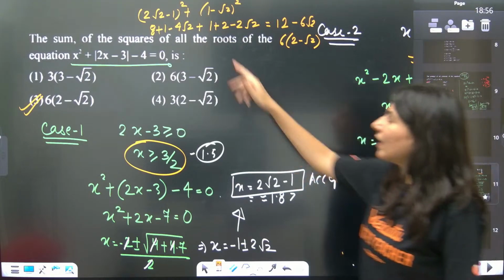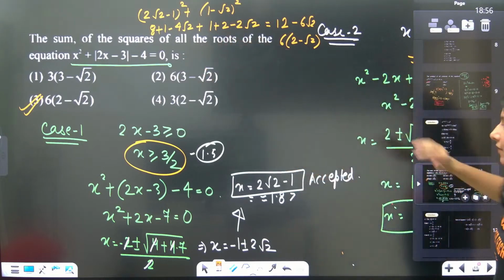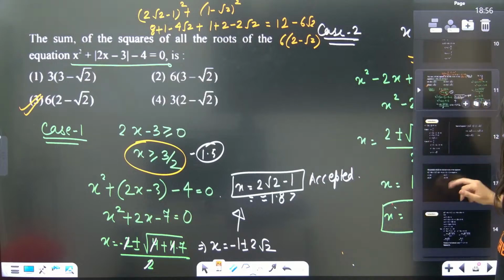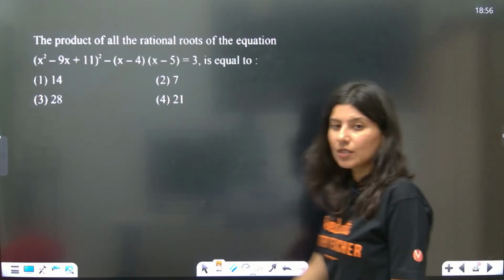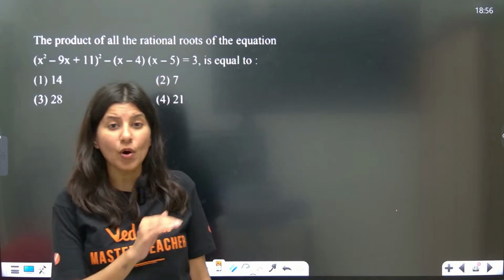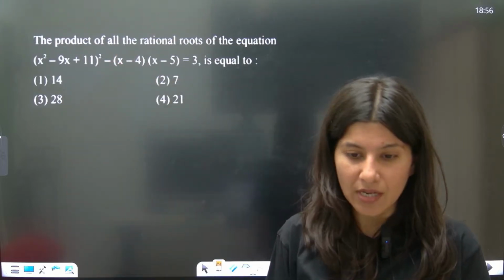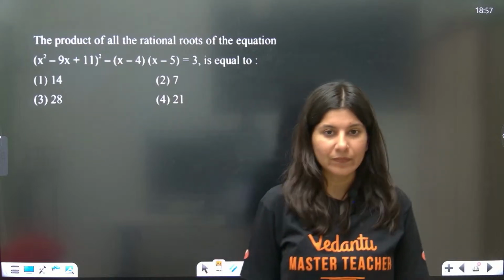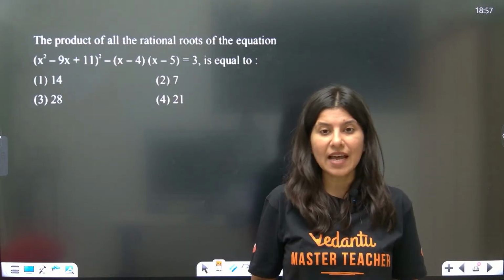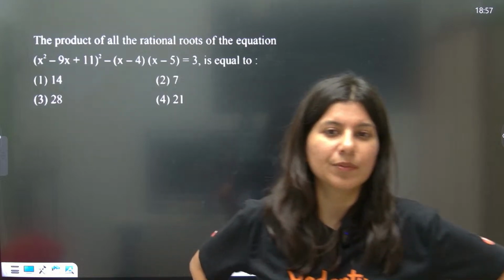Now you have got two values, square and add, your answer will be right here in front of you. Next question on your screen: the product of all the rational roots of this equation is what you are looking for. Okay, clear? So now understand, this is a different type of problem.